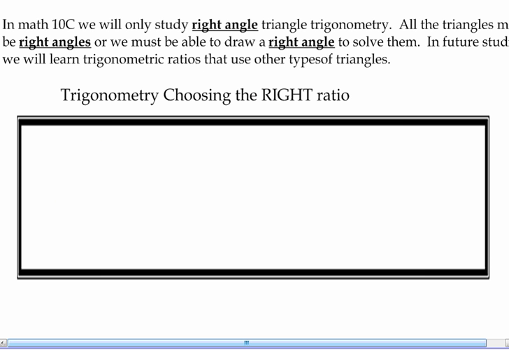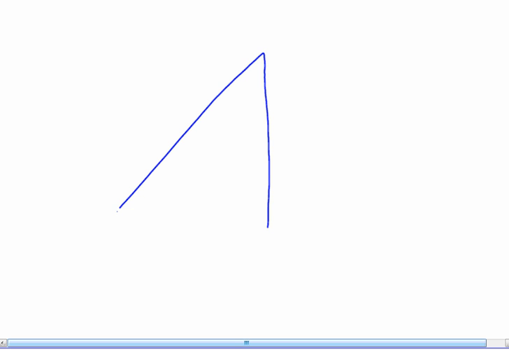Choosing the right ratio. In trigonometry, there's 3 ratios. One of the reasons is that a triangle has 3 sides. What is a ratio? Describe in any way you can think of a ratio. 1 to 10 is a ratio, yeah? Give me another. 10 to 1 would be a ratio. So when we have ratios, how many things are we comparing? 2. We're comparing 2 things.